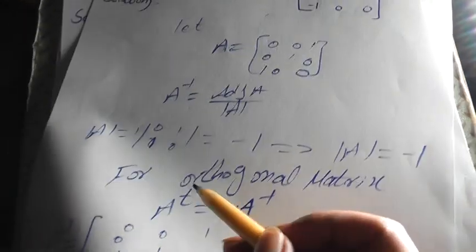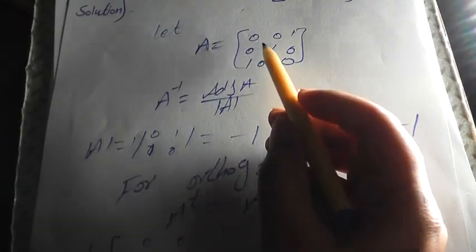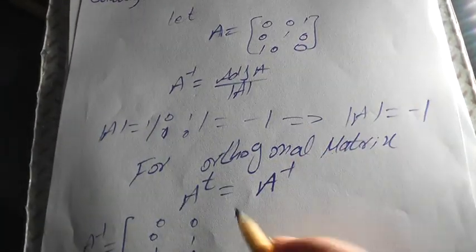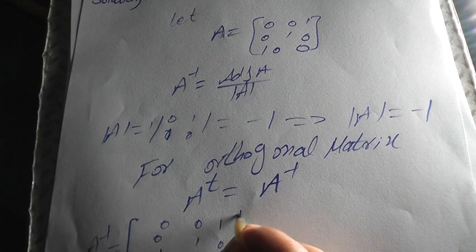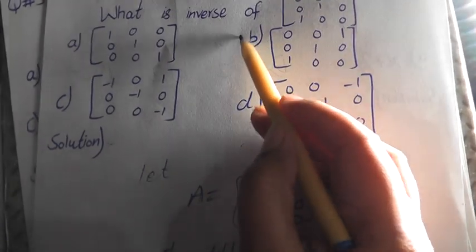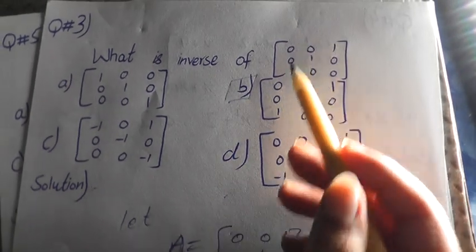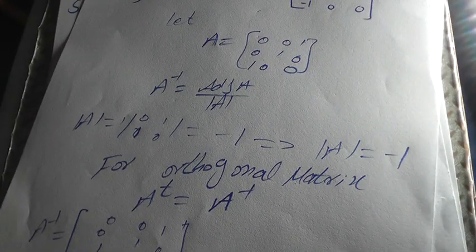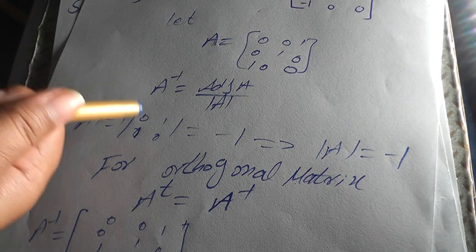For the given question, the inverse is the transpose, 0 0 1, 0 1 0, 1 0 0, which is the required result. So our right option is 0 0 1, 0 1 0, 1 0 0. So B option is the right option for this question. You can watch how we solve it.